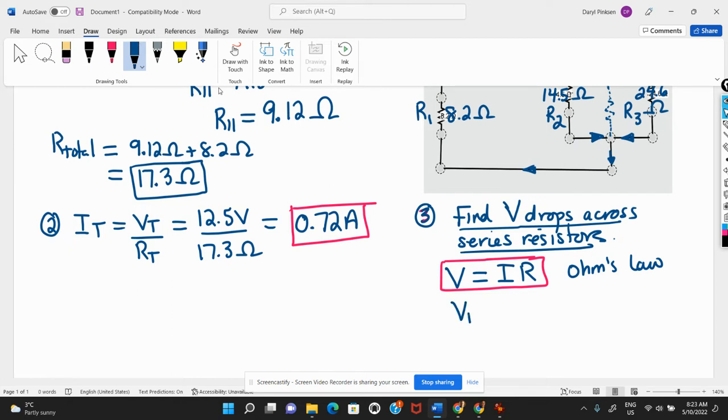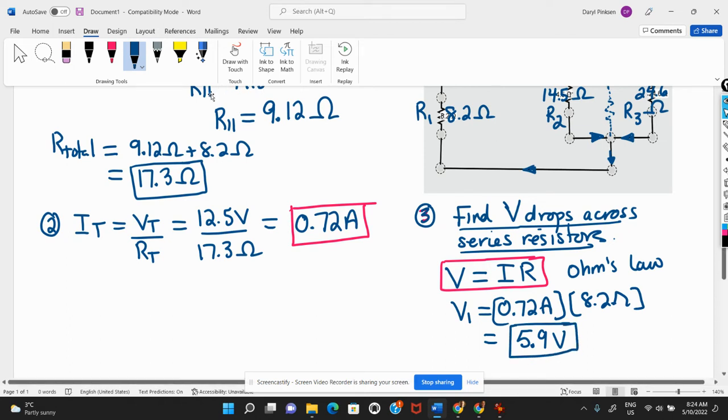So V1, which is the voltage drop when the current goes through R1, is equal to the current that's flowing through it. The entire current is flowing through R1. And I multiply that by the resistance, which is 8.2 ohms. And that means the voltage drop across, so when a coulomb flows through there, we're going to get 0.72 times 8.2. So we get 5.9 volts. So that is the voltage drop across this resistor, 5.9.